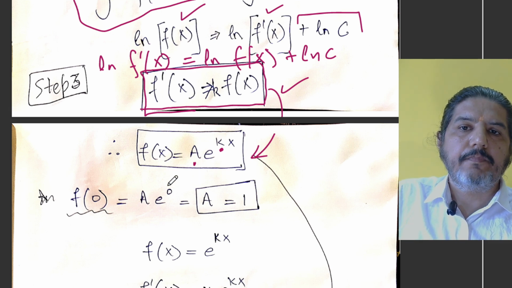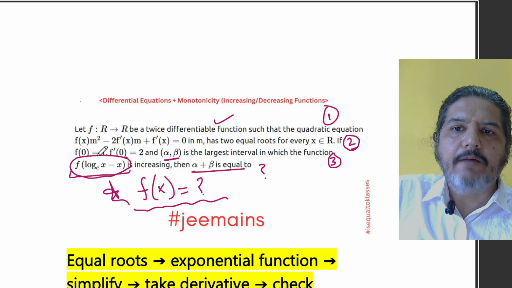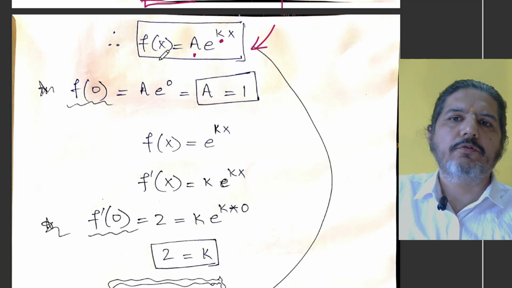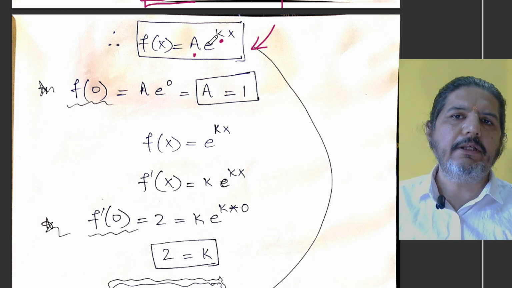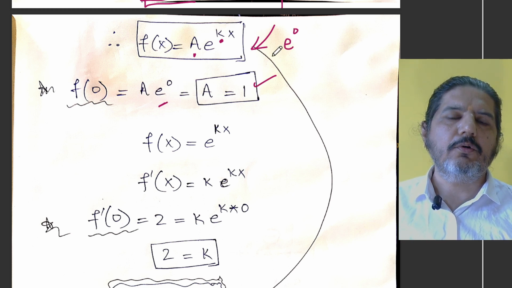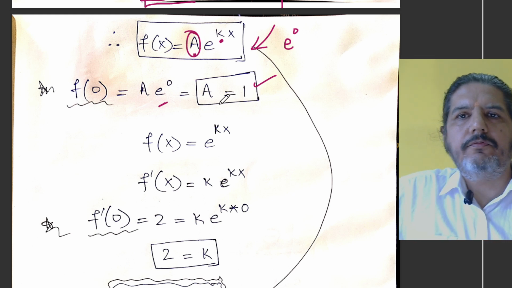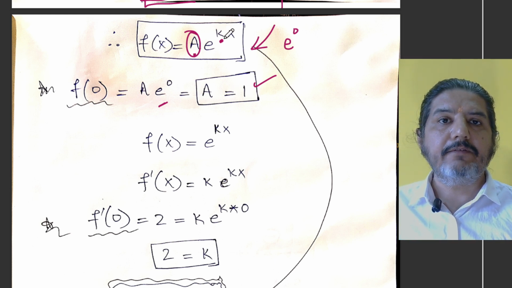f of 0 is equal to 1. So when I put f of 0 is equal to 1, it is equal to a e raised to power k times 0. This would be e raised to power 0, which is equal to 1, and that is why a is equal to 1. So I have the first input, which is a is equal to 1. The value of the first constant a is equal to 1. And now I have to find the value of k.